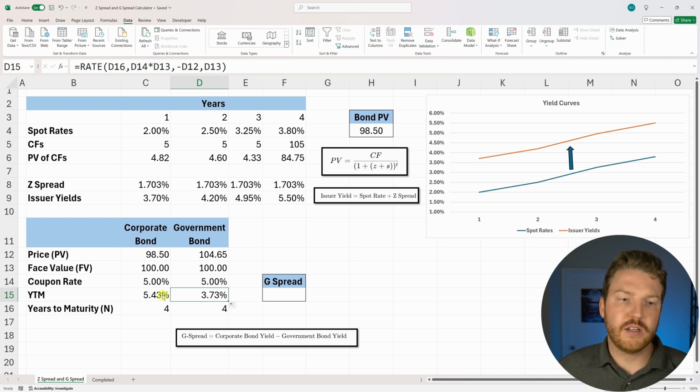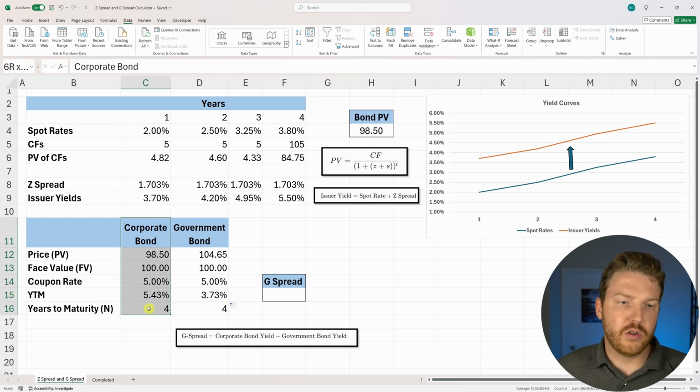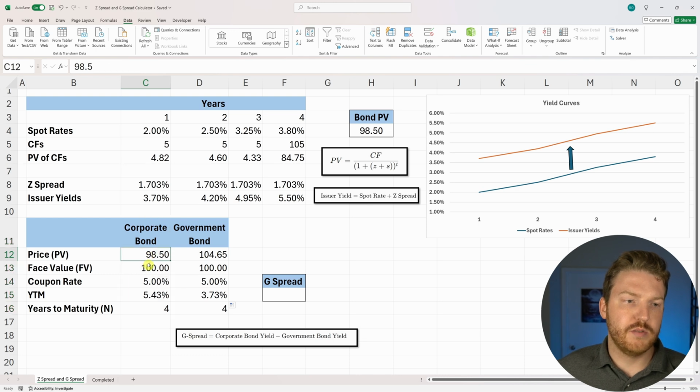So this reflects really the difference, a credit spread between the two. And let's also point out that this one, the corporate bond, is priced at a discount, right? Because the price is below the face value, which means the coupon rate should be below the yield to maturity. Whereas the government bond's priced at a premium, where its price is above the face value, so its coupon rate should be above the yield to maturity.